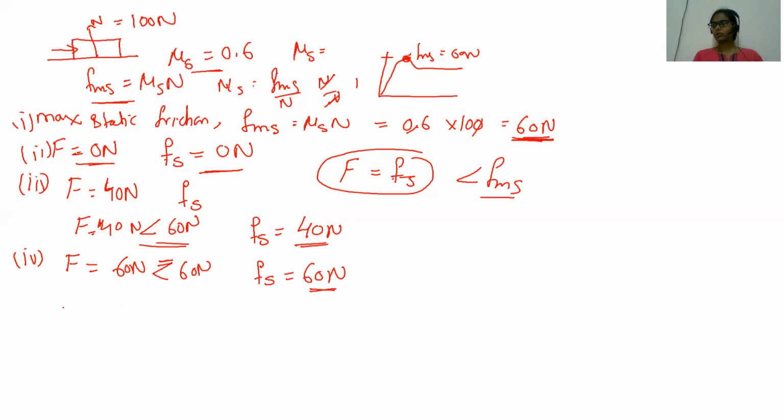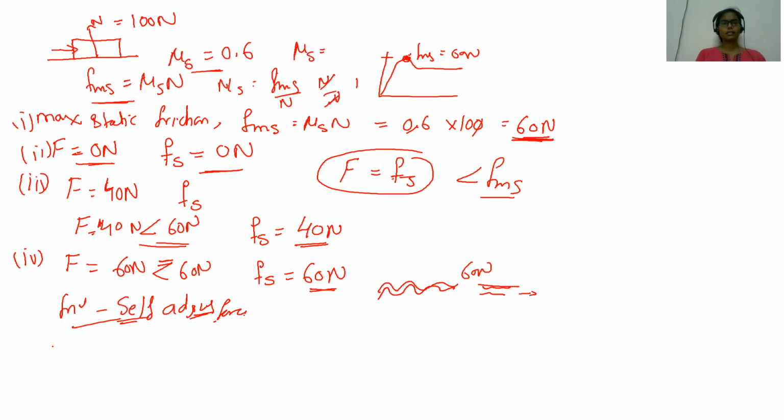From this question, what you observe, children, is that up to 60 Newtons, whatever force you apply, like 0 Newton, 40 Newtons, 60 Newtons, it is just adjusting. Whatever irregularities are there, it uses that force to break these irregularities and make the surface smooth, then it starts moving. So up to 60 Newtons, it is using that force to self-adjust. That is why we call frictional force a self-adjusting force. Understood, children? I hope this is clear.